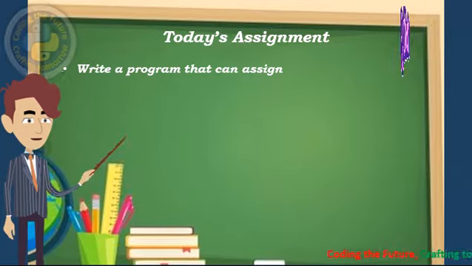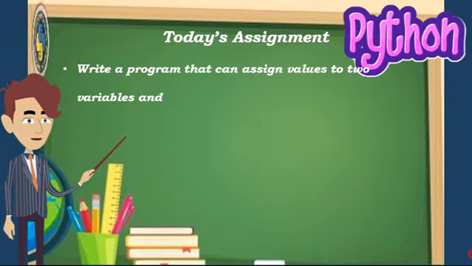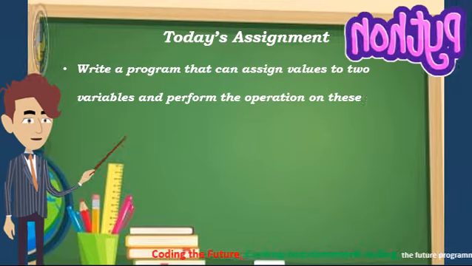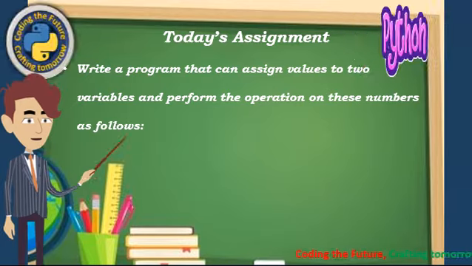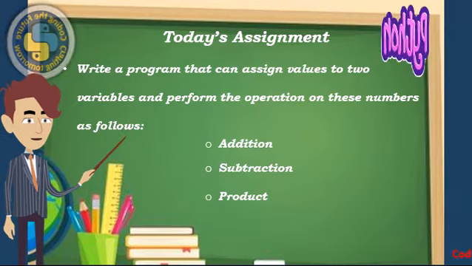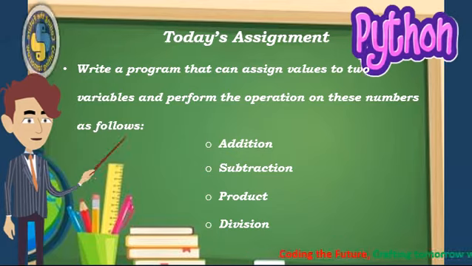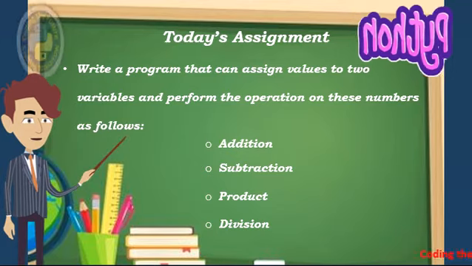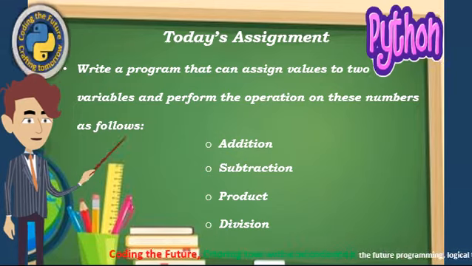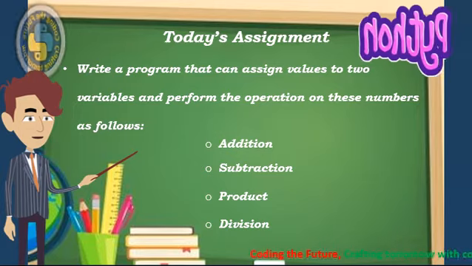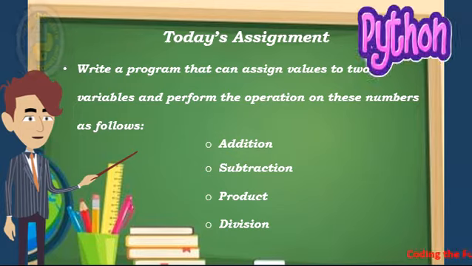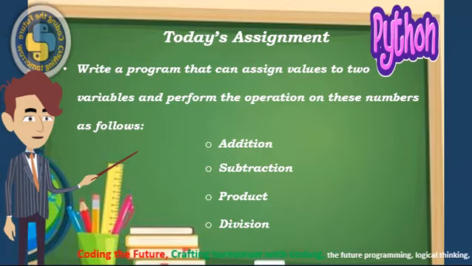Today's assignment. Write a program that assigns values to two variables and performs the following operations on these numbers: addition operation, subtraction operation, product operation, which means multiplication of numbers, and division operation.